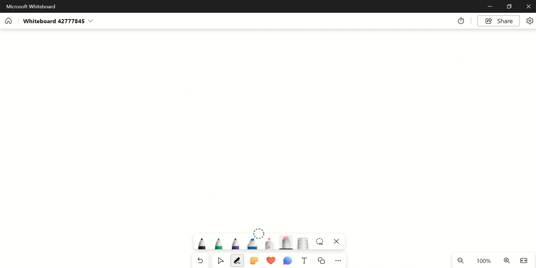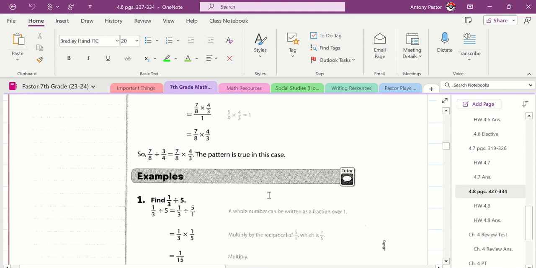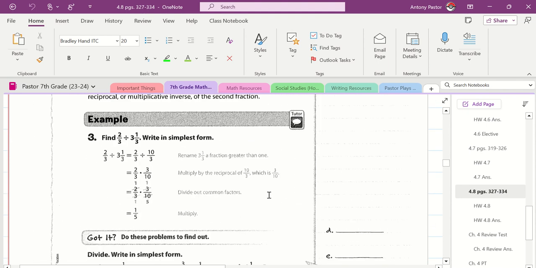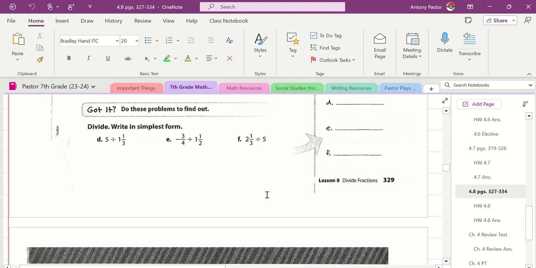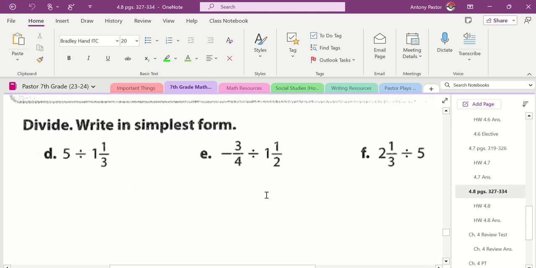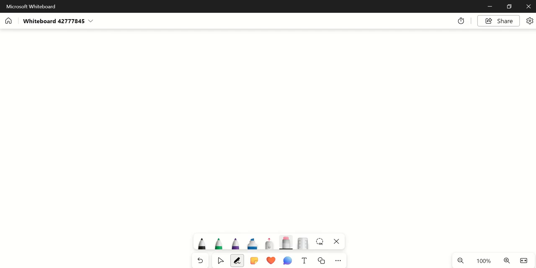So, let's take an example straight from our textbook here. Let's do some of the "Got It"s. So we're going to have the same rules come back into play where we have whole numbers here. So we're doing 5 divided by 1 and 1/3. The same rules apply when it comes to division as it did with multiplication.